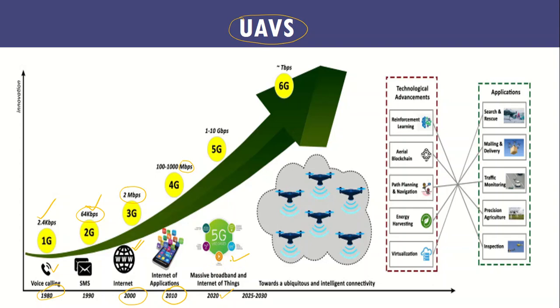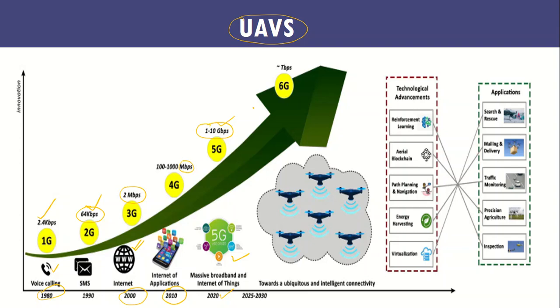Here everything is connected with the internet in the fifth generation of the mobile communication system, and the data rates are 1 gigabyte per second to 10 gigabytes per second. Some limitations in 5G are low coverage and high latency.